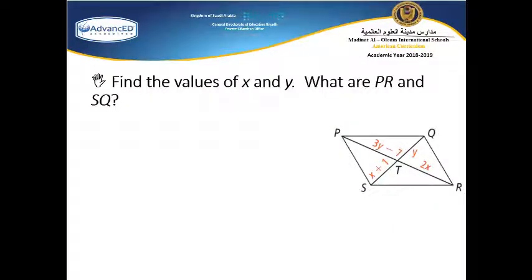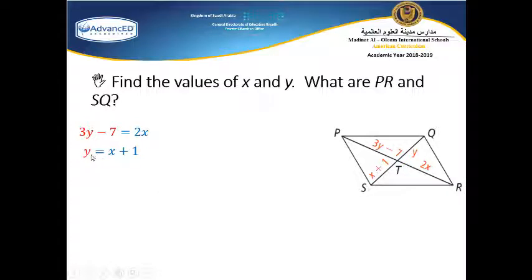Let's solve the next one. Find the values of x and y. What are PR and SQ? Also, this is a parallelogram. By the same idea, we know that the two diagonals bisect each other. That means x plus 1 equals y, and 3y minus 7 equals 2x, and y equals x plus 1.